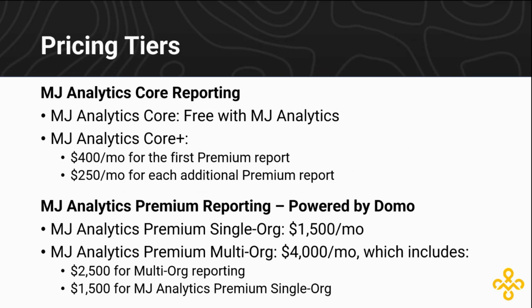And how the pricing works. So with MJ Analytics Core Reporting, this is free. This comes with your purchase of the platform software. And then with Analytics Core Plus, your first custom report and premium report is $400, followed by $250 for each additional premium report. With MJ Analytics Premium Reporting, which is your own Domo environment, this starts off with the premium single org at $1,500 a month. And for premium multi-org, this is $4,000. So this is the $1,500 plus the $2,500 multi-org reporting.